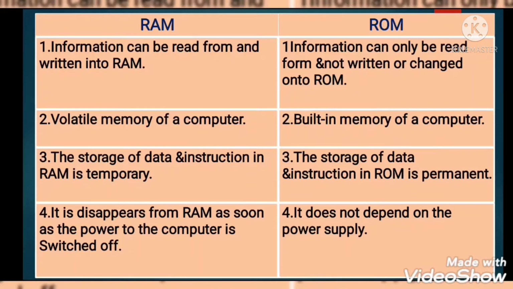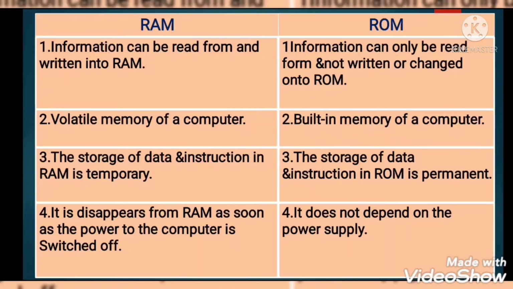Number 2, RAM is a volatile memory of a computer. Yes, we say it is like liquid, it is removable, but in the case of ROM, it is built-in memory. It's not removable. Then number 3, the storage of data and instructions in RAM is temporary. Yes, it is temporary. You can remove it, I told you already. So data and instructions can be removed anytime. But in the case of ROM, the storage of data and instructions is permanent.